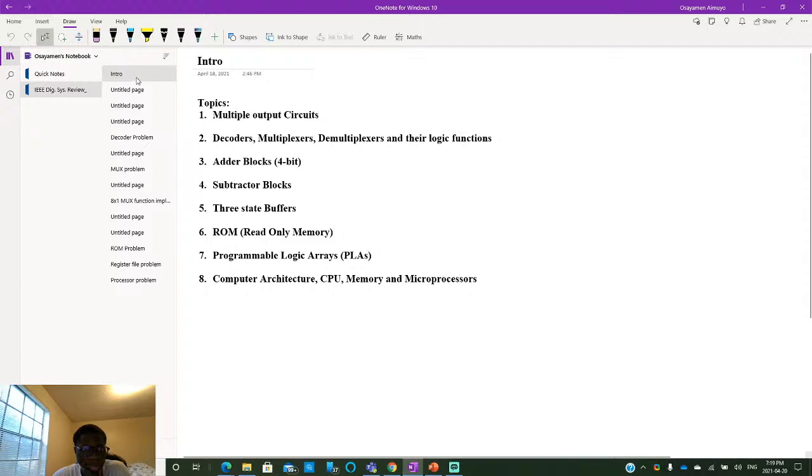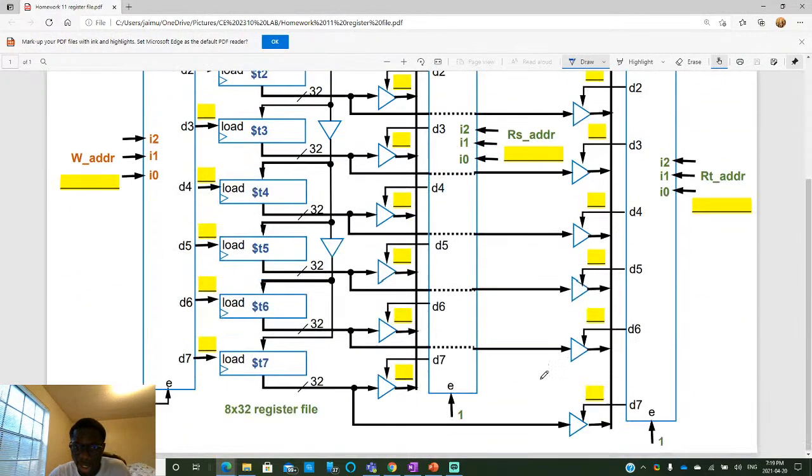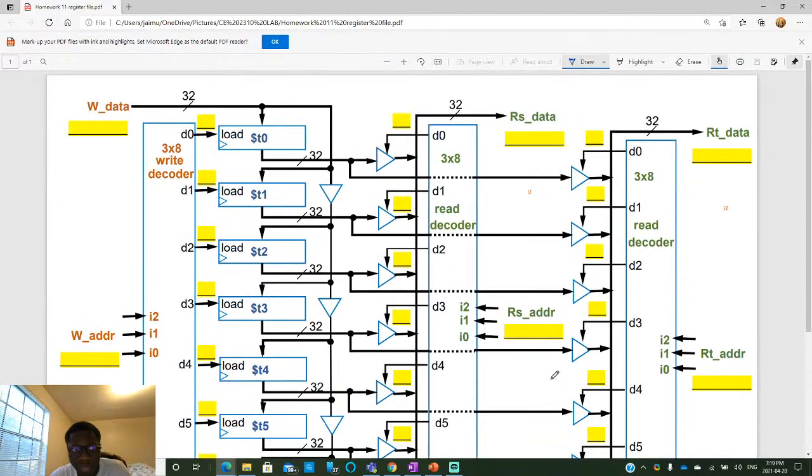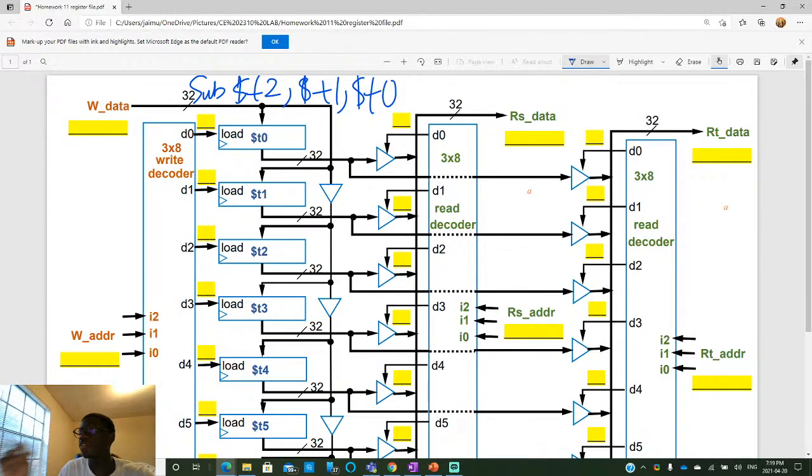Okay. Let's see. Do I still have that? Okay, I have it here. So I'm just gonna write the instruction that we have up here. I literally do not have any space here, but I'll just try my best. So this is a subtraction, right? We have two registers, T2, T1, and T0. And please feel free to ask me any questions.